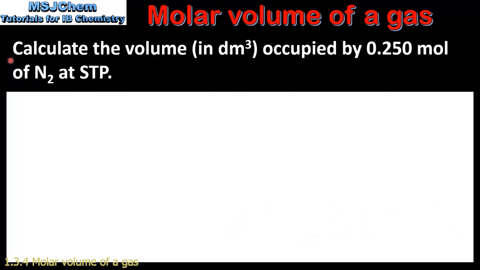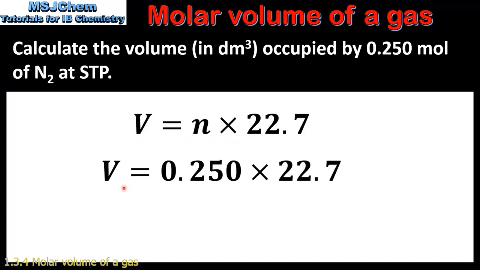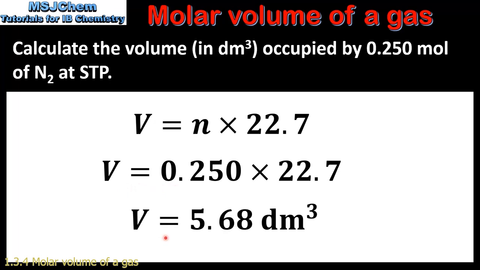In the first example, we'll calculate the volume in decimeters cubed occupied by 0.250 moles of nitrogen gas at STP. The equation that we'll use is volume equals amount in moles multiplied by the molar volume of a gas. So the volume is equal to 0.250 multiplied by 22.7, and this gives a volume of 5.68 decimeters cubed. Note that the unit of volume in the answer is the same as that in the question, which is decimeters cubed.